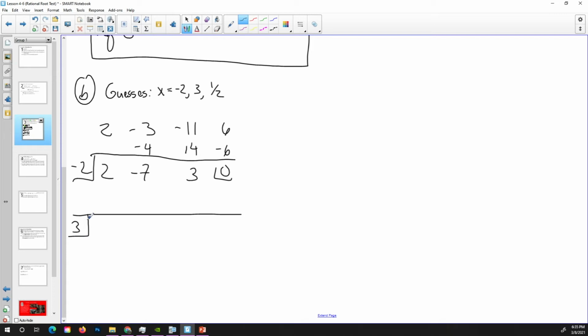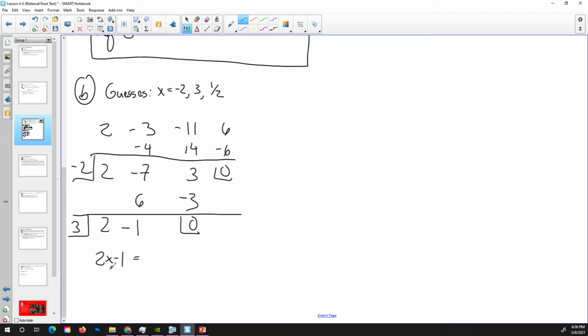Let's do 3, see how I did. Bring down the 2. 2 times 3 is 6 plus -7 gives me -1. -1 times 3 gives me -3. That'll give me a 0. Since I've divided out x plus 2 and x minus 3, and we started with a third degree polynomial, what's left is going to be 2x minus 1.